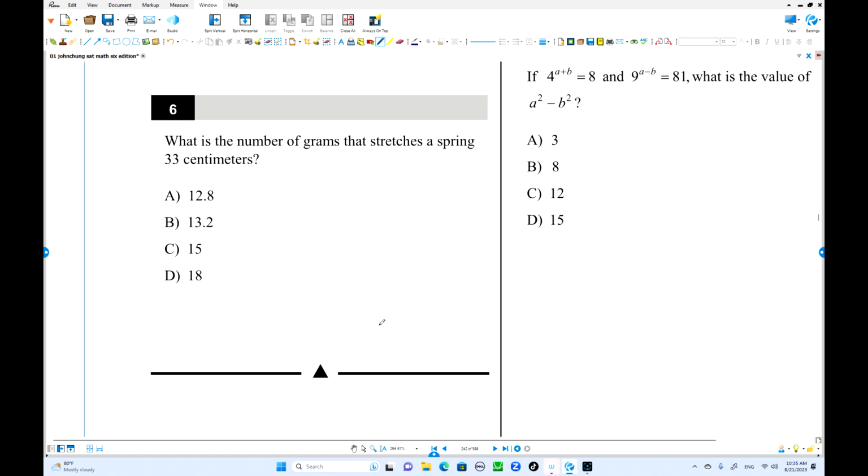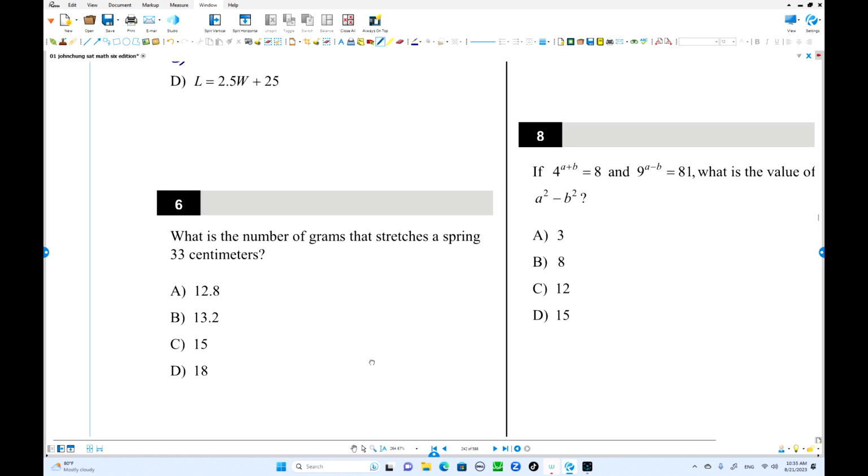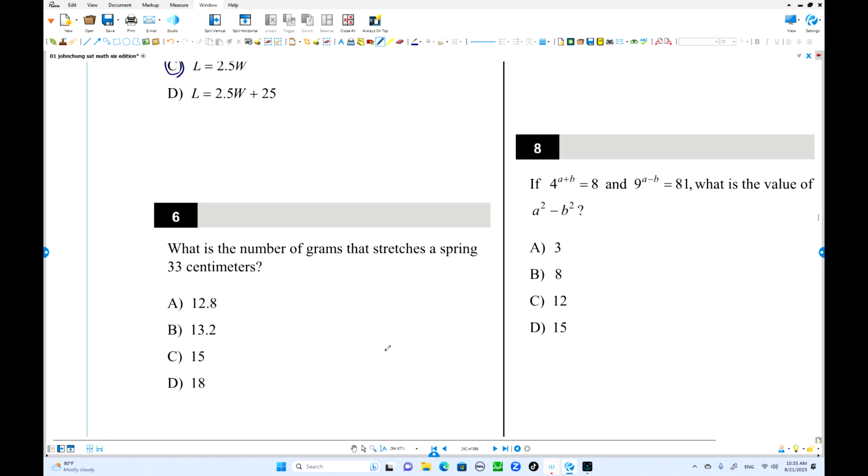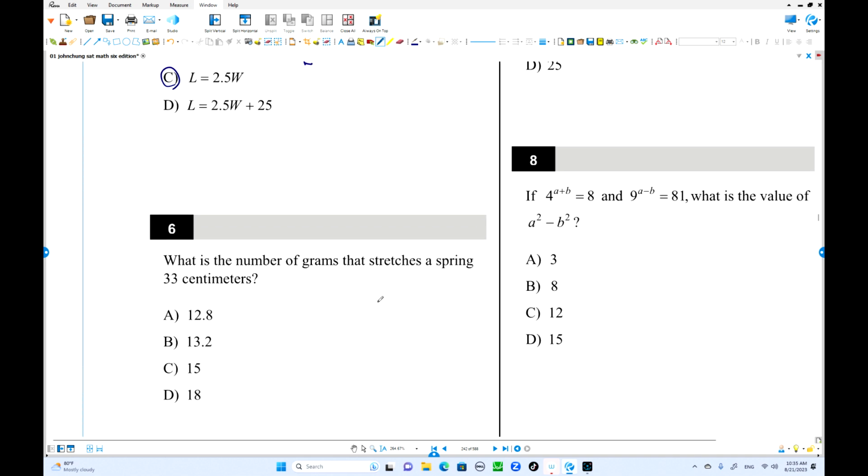Number 6. What is the number of grams that stretches a spring 33 centimeters? L equals 33, that is 2.5 W. W equals what? 33 over 2.5. You can use your calculator, okay? Or times 4 on both sides of it. This is 132 over 10, times 4. Right? So that is 13.2, the answer, okay?